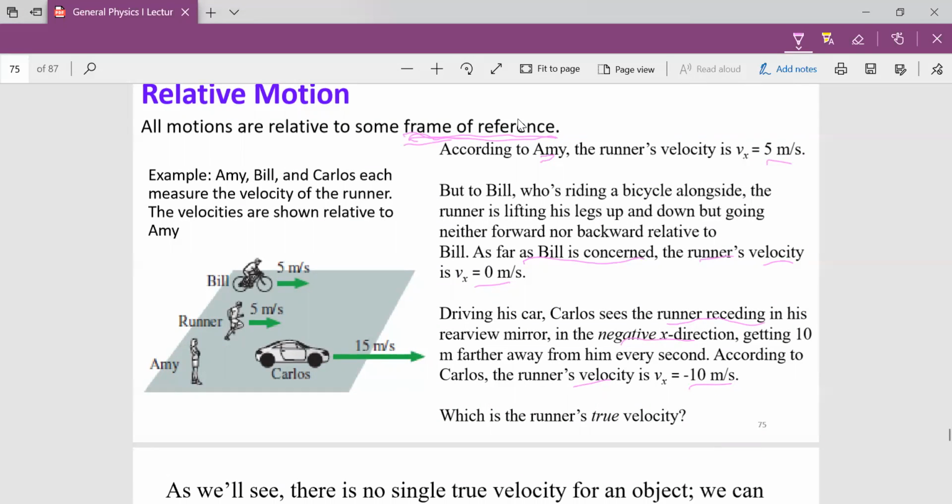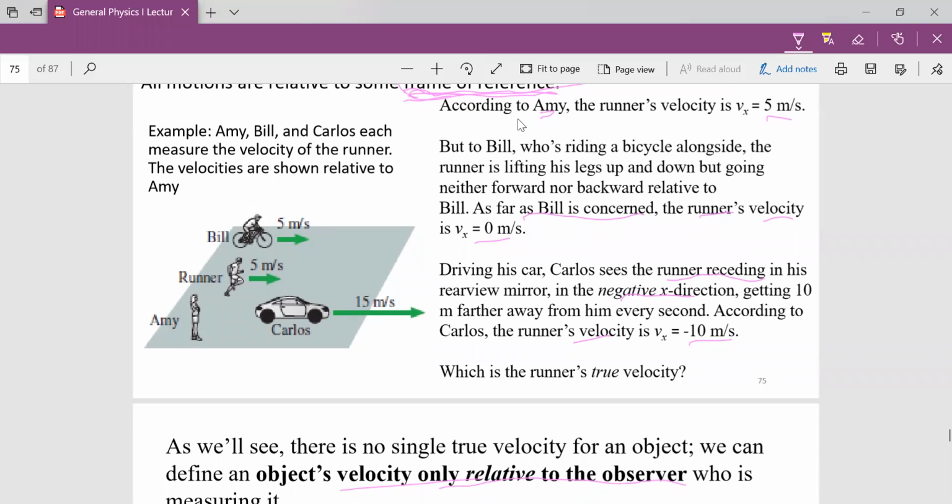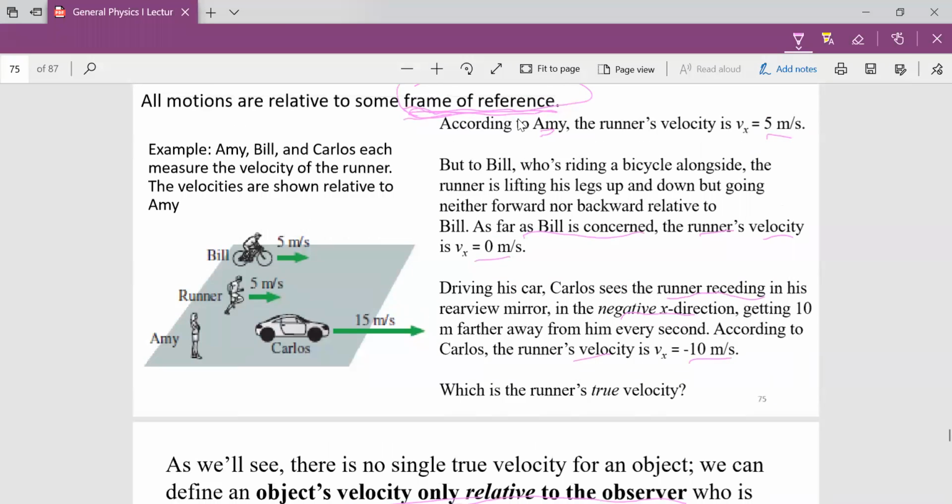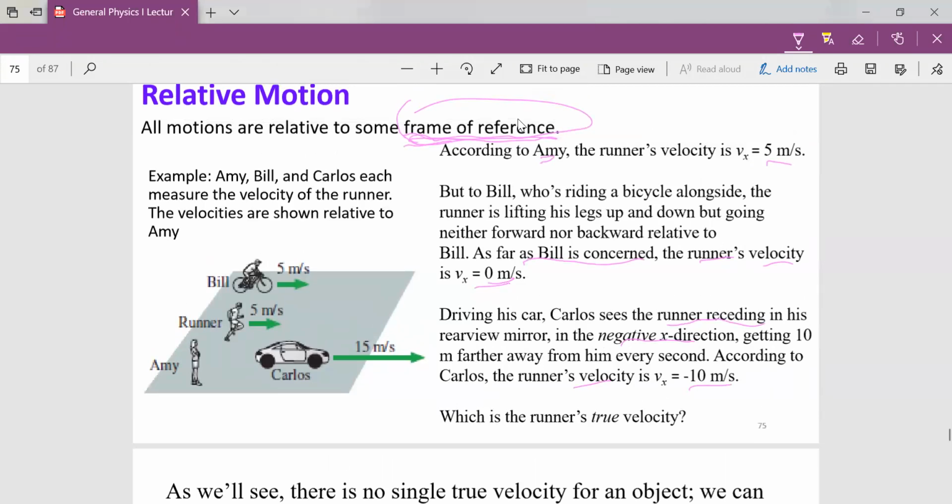Relative motion. Now, the important thing to note about relative motion is the description of motion relative to a frame of reference. So in this example, we have the runner. Bill, Emmy, and Carlos want to describe this runner. Bill said that the runner is running at velocity 0, because Bill and the runner are moving at the same speed towards the same direction. So they are always together, and it appears as if nothing is changing. So their velocity is 0.